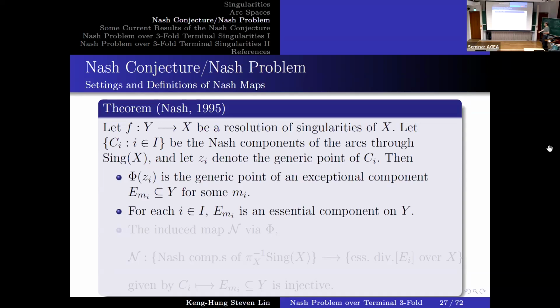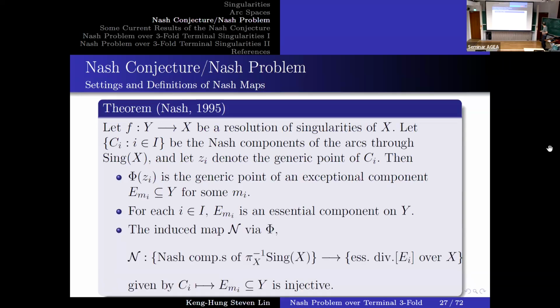The lifting of the components will fully occupy the exceptional divisor such that the arc you pick lifts onto it. Okay, and secondly, as long as you lift a Nash component, you will fully lift to a divisor, right? So he also proved that the divisor which is lifted by some Nash component is actually an essential component of Y.